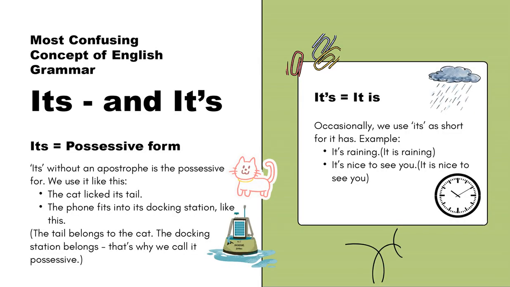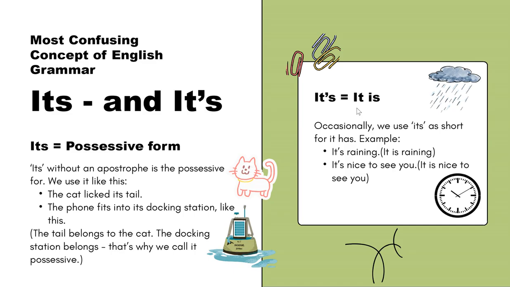Before that, let's look at the most confusing concept of English grammar. It's and it is. It's possessive form. Its without an apostrophe is the possessive form. We use it like this. The cat licked its tail. The phone fits into its docking station. The tail belongs to the cat. The docking station belongs to the phone. That's why we call it possessive.